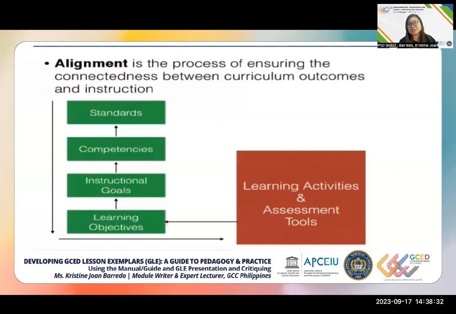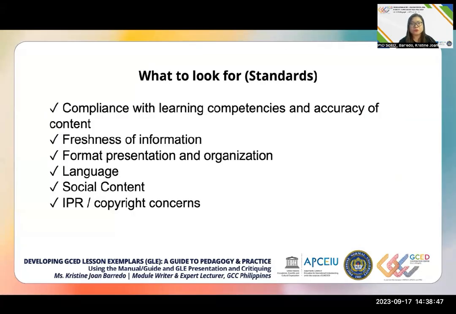Alignment is the process of ensuring the connectedness between curriculum outcomes and instruction. It should be aligned with the standards, competencies, instructional goals, the learning objectives, and the learning activities and assessment tools. So what to look for? So these are the standards in creating the GSET lesson exemplar.